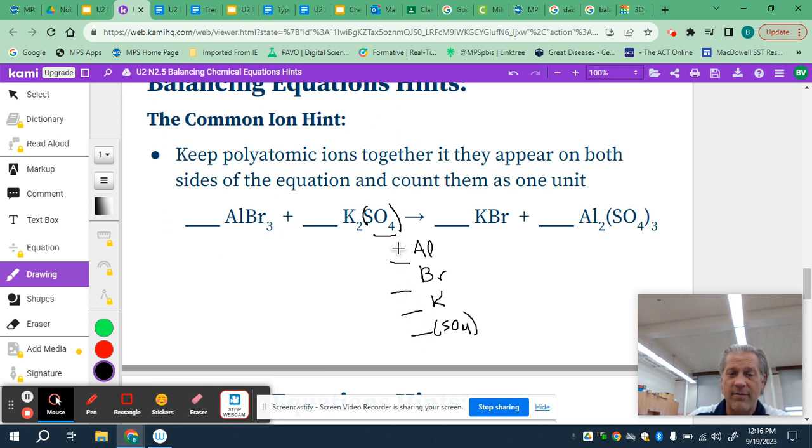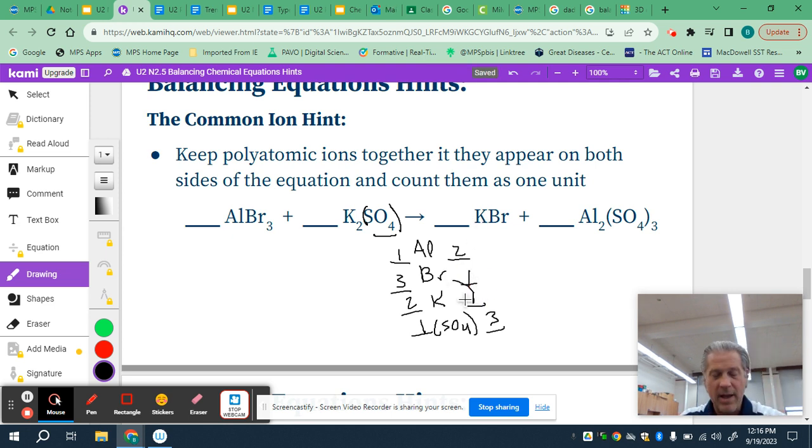So here I have on the left side nothing behind aluminum, so I have 1 aluminum, 3 behind bromine, so I have 3 bromines, 2 behind K, so I have 2 potassiums, nothing behind the SO4, so I have 1 of them. On the product side, I have a 2 behind the Al, so I have 2 of them. I have 3 behind the SO4, which means I have 3 units of SO4. I have nothing behind the K and nothing behind the Br, so I have 1 and 1.